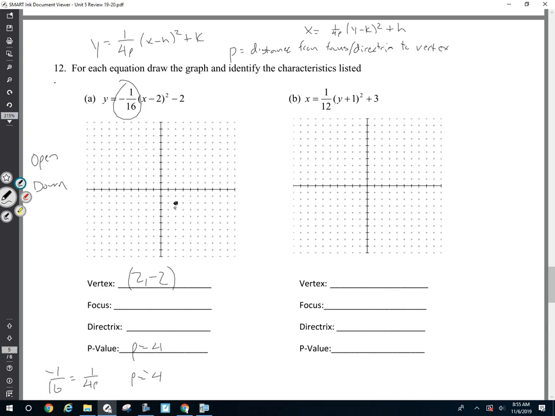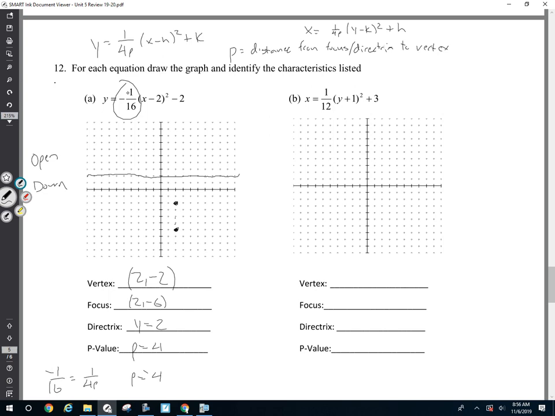I know it's going to be super wide. My focus is going to be 4 units away. 1, 2, 3, 4. So if I have 2, negative 2, this will be negative 3, negative 4, negative 5, negative 6. My focus has to be at 2, negative 6, 4 away. My directrix has to be 4 up, 1, 2, 3, 4 up. So my directrix is this line, and the directrix is y equals 2.